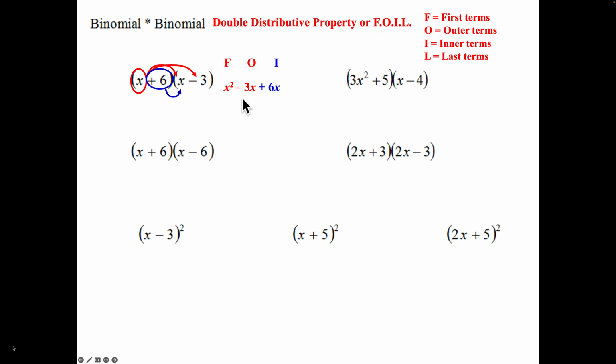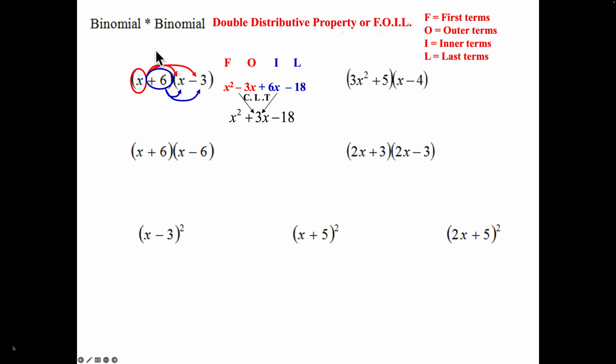6 times x gives me plus 6x. That's the 2 inner terms of my binomials. 6 times a minus 3 is a minus 18. Those are the last terms in my parentheses. Combine the 2 middle terms, we get x squared plus 3x minus 18. And that is in descending order and simplified.